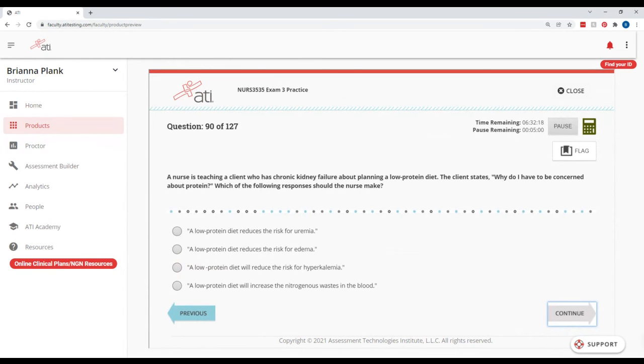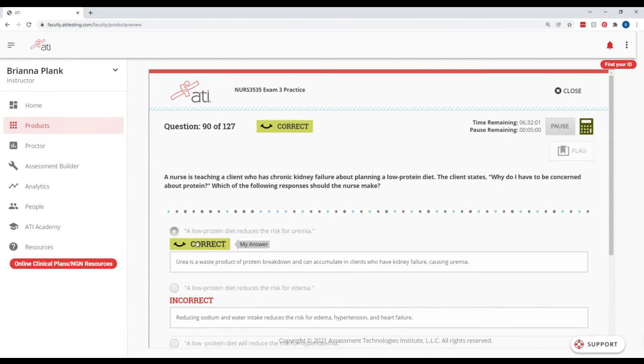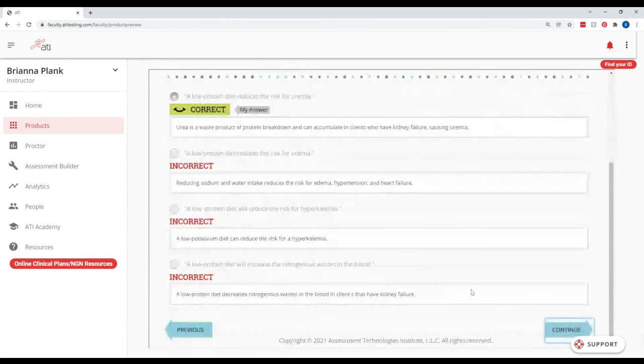We are teaching about chronic kidney failure, and we're gonna plan a low protein diet. Why do I have to be concerned about protein? We want to basically decrease the amount of broken down products from protein into the bloodstream. So we want to have a low protein diet.